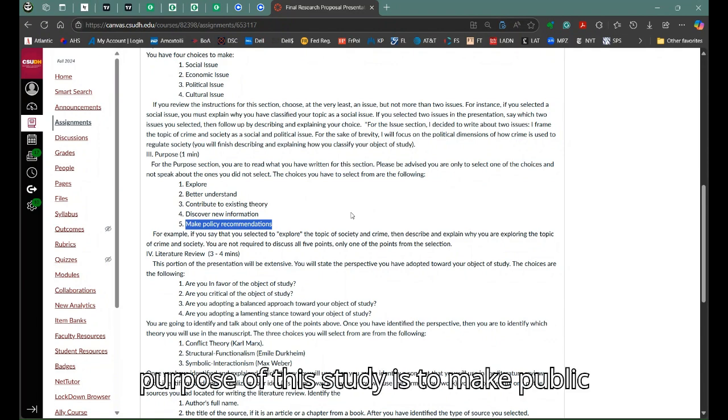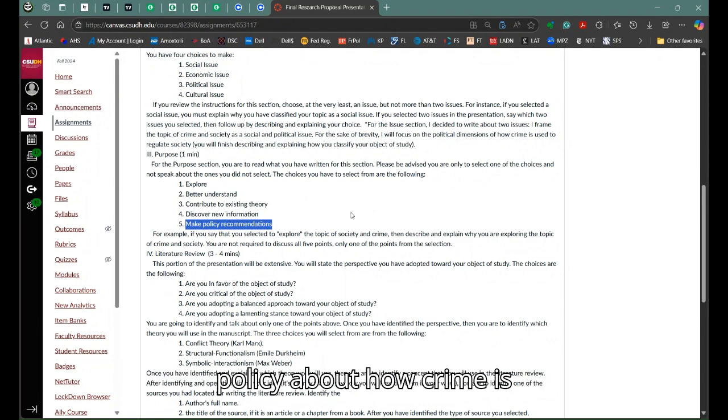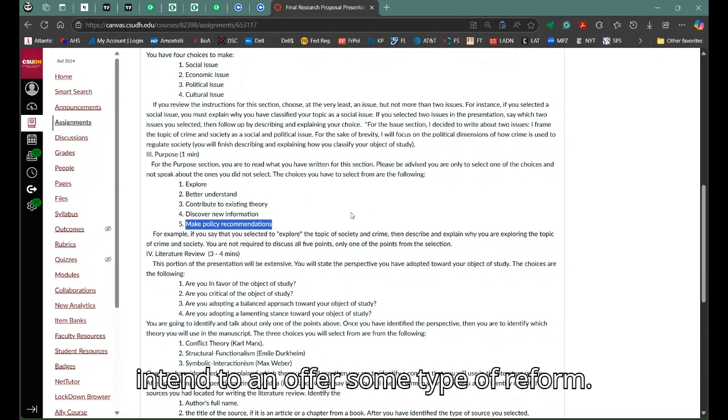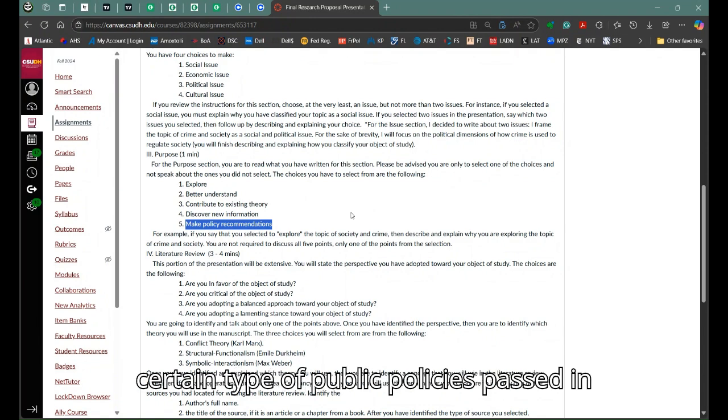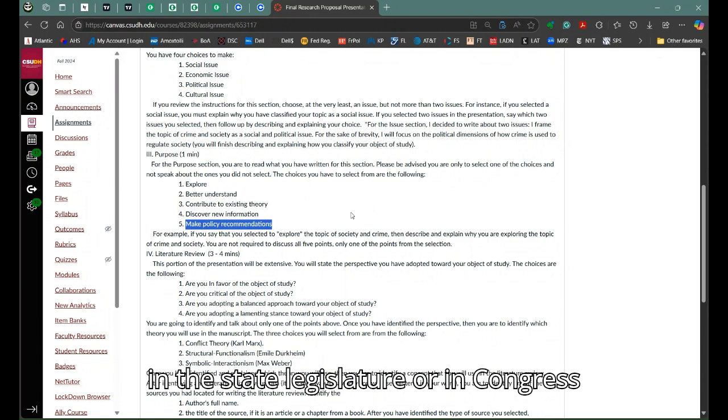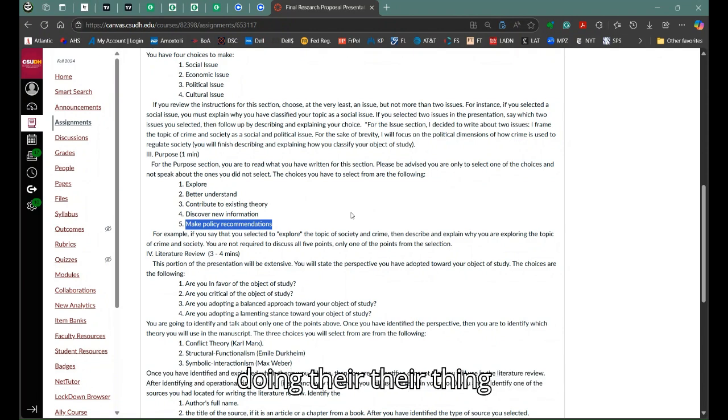The purpose of this study is to make public policy about how crime is used to inform public policy, but I intend to offer some type of reform by disrupting the use of crime as a fear tactic to get certain types of public policies passed in the state legislature or in Congress, or whatever legal body is doing their thing, right?